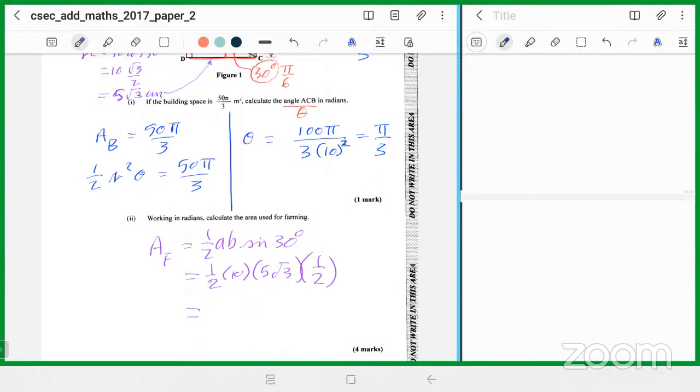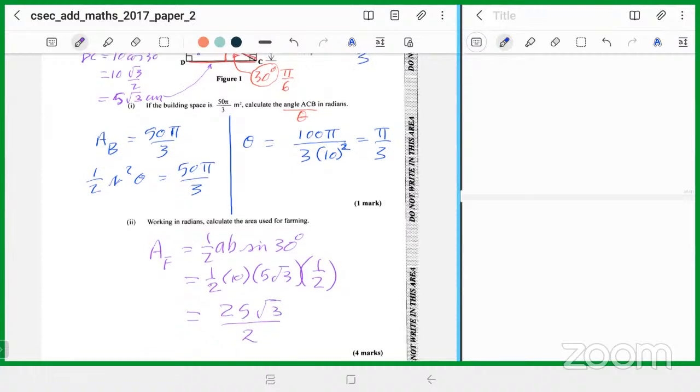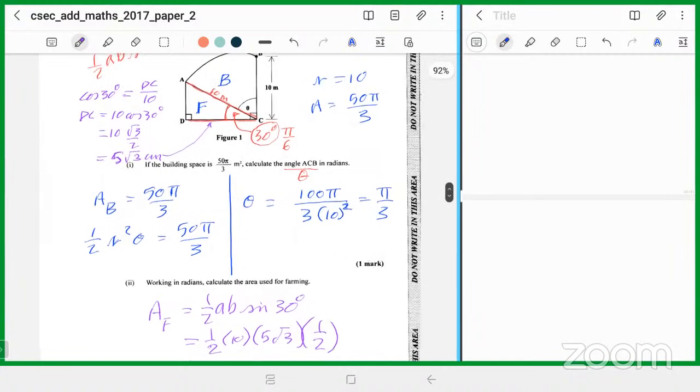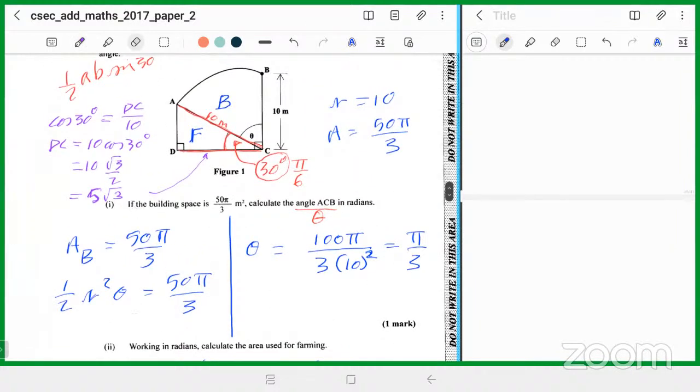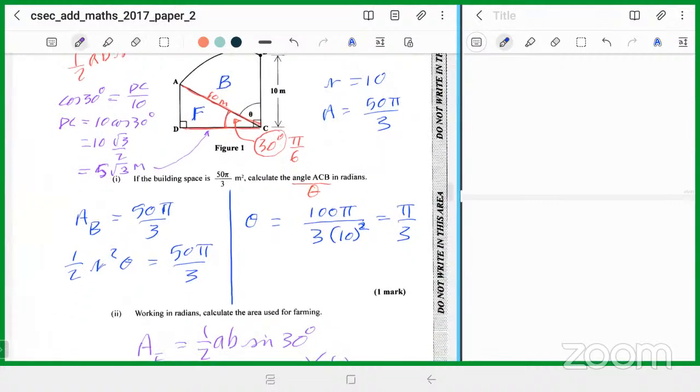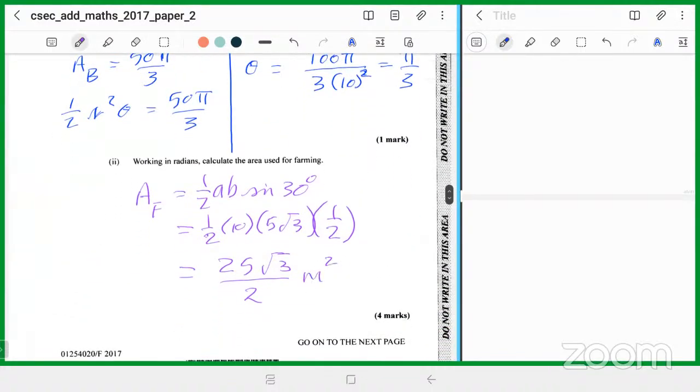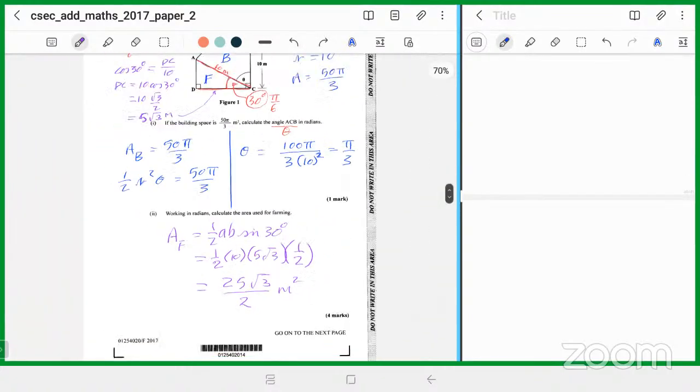This becomes 5 times 5, that's 25, over 2, root 3. So we get 25 root 3 over 2. And that is meters squared, we're working in meters. I added centimeters here, it should be meters right here. So this is it, meters squared. Half of the 10 is 5, 5 times 5 is 25, and then I have this half again. So it's 25 root 3 over 2 meters squared. That's the answer.